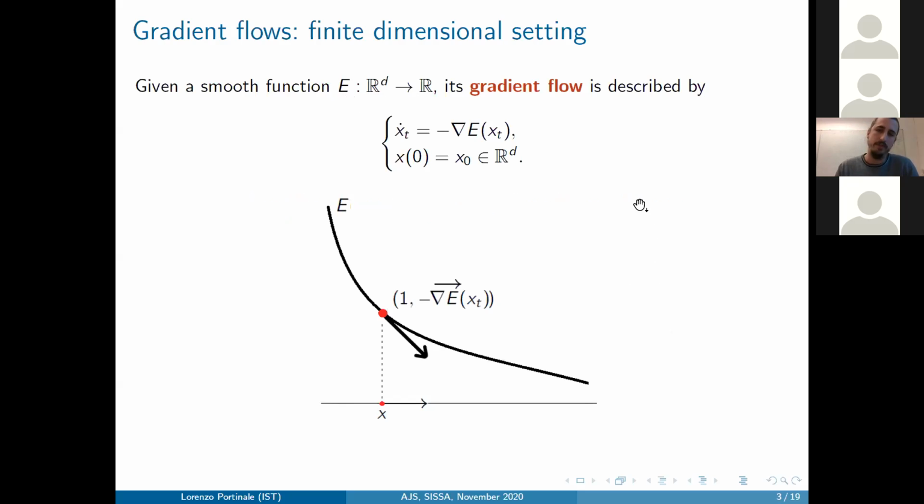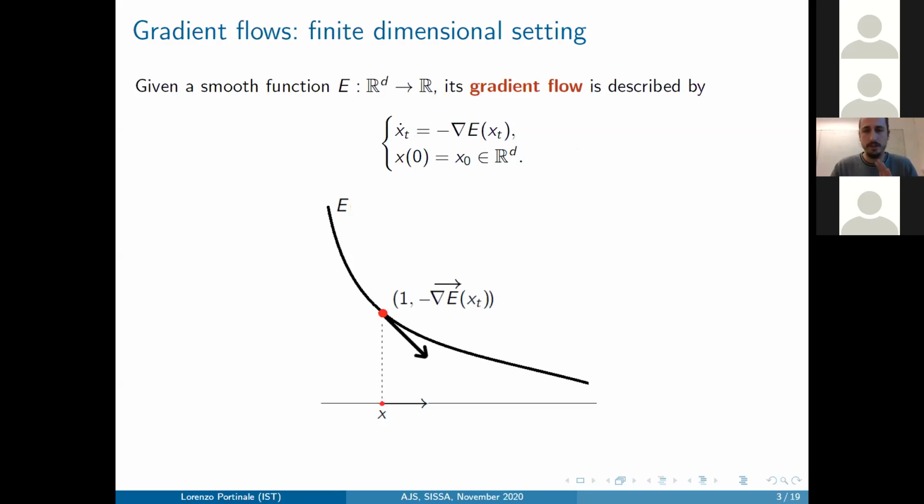And when I say gradient flow with respect to this energy, I mean exactly this evolution equation. The time derivative of the curve equals minus the gradient of the energy at the point, for some initial datum x0. So the idea is that we want to follow a trajectory in the direction of maximum decrease of the function E. In some sense, minus the gradient is really the steepest descent, the best direction in order to decrease the function E. And this evolution really follows the maximum decreasing direction of the functional E.